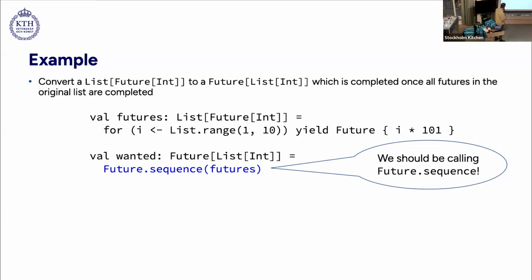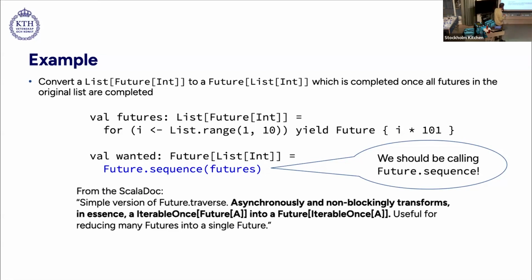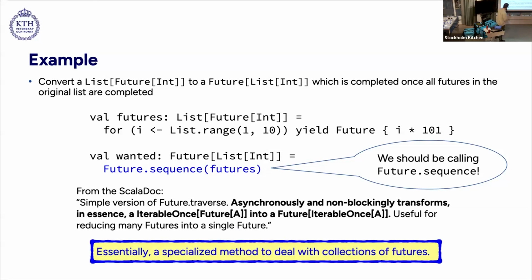Okay, I mean, we could be happy with that. And in fact, it's very well behaved. Asynchronous, non-blocking, and works for all kinds of collection types as well. So it's pretty good. But it's a specialized method, essentially to deal with collections of futures.